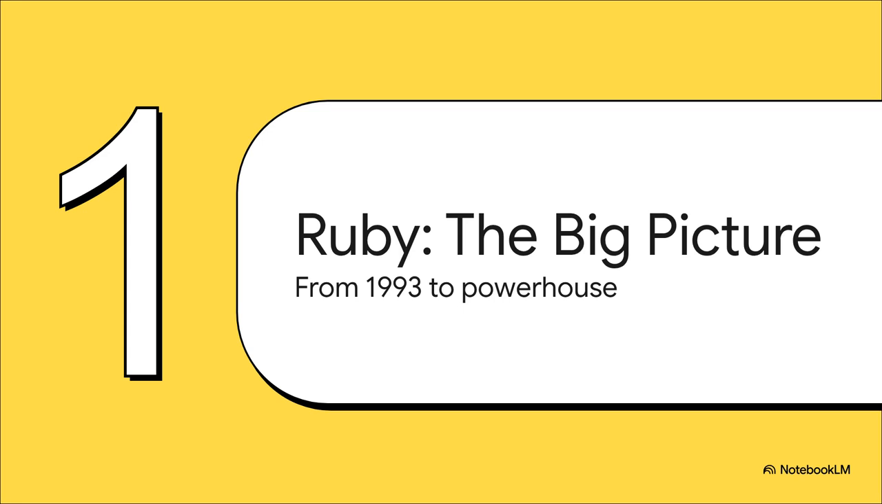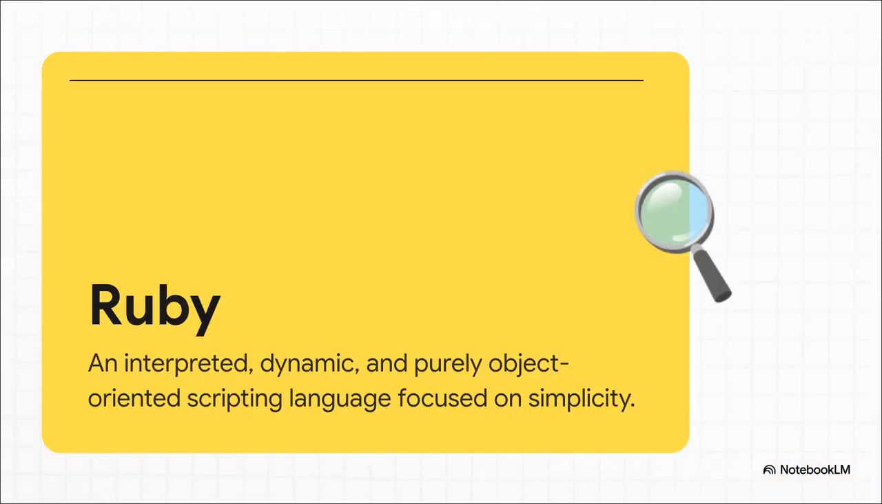To really get what Ruby is all about, we have to go back in time a little. We're going to see how a language from the 90s, built on a really simple idea, suddenly became this absolute powerhouse for the modern web, all thanks to one game-changing innovation. So, Ruby was created way back in 1993 by Yukihiro Matsumoto, who everyone just calls Mats. His goal was to create a language that felt natural, easy to read and write. He mixed the simplicity of languages like Python with the pure object-oriented style of Smalltalk. The whole mission? To make programmers happy.